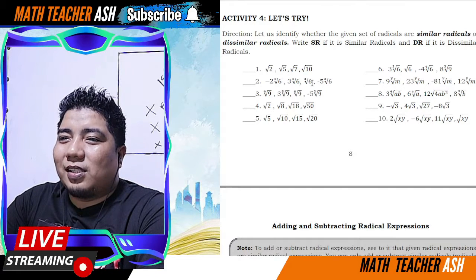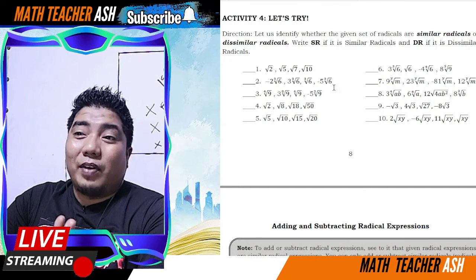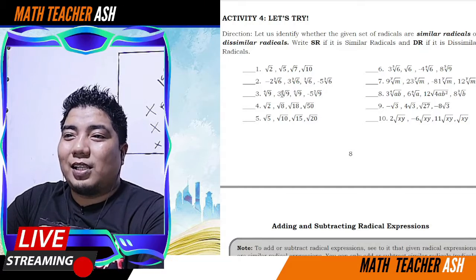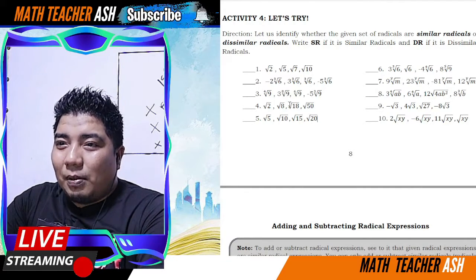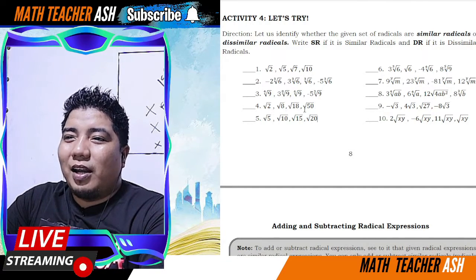Okay, how about this one? Ito, 6, 6, 6, 6. So we have the same radicand, which is 6. So of course, that is similar. Same goes here, similar.